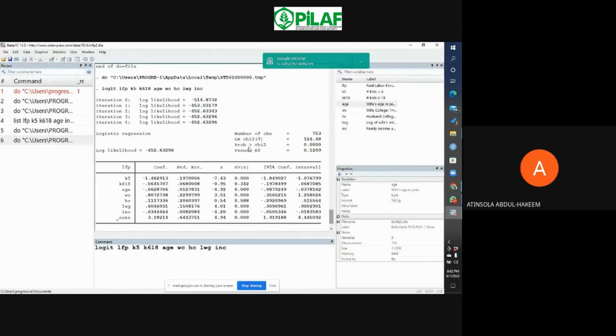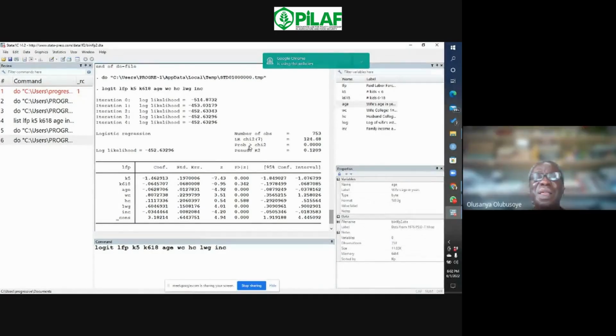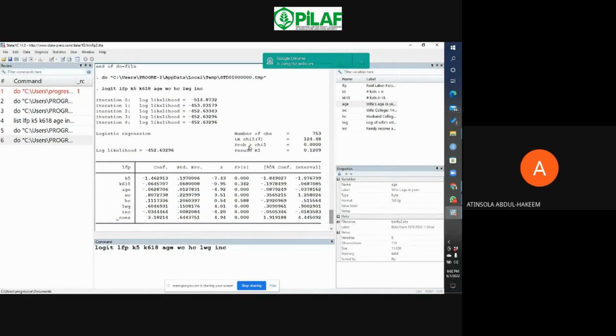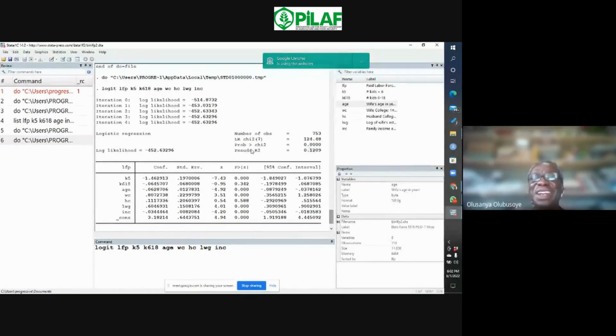Yes, sir, Prof. Please, sir, how do we interpret the result of this log likelihood, sir? The value you're having there. The what? The result of the log likelihood. I said, how do we interpret it, sir? I'm still there now. I'm still there.